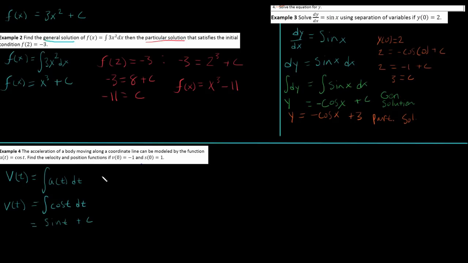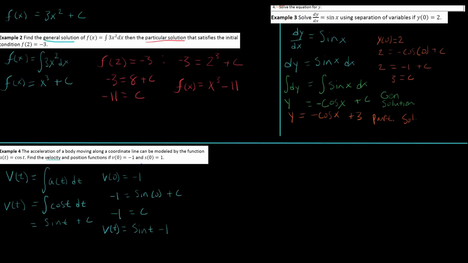We want the velocity function, so what we're going to need to do is use our initial condition that v of 0 is equal to negative 1. So v is negative 1 when t is 0: sine of 0 plus c. Sine of 0, again, we should know this by now, is 0, so negative 1 is equal to c. So if we write out our velocity function, filling in for c, we get v of t is equal to sine of t minus 1. So we did velocity.